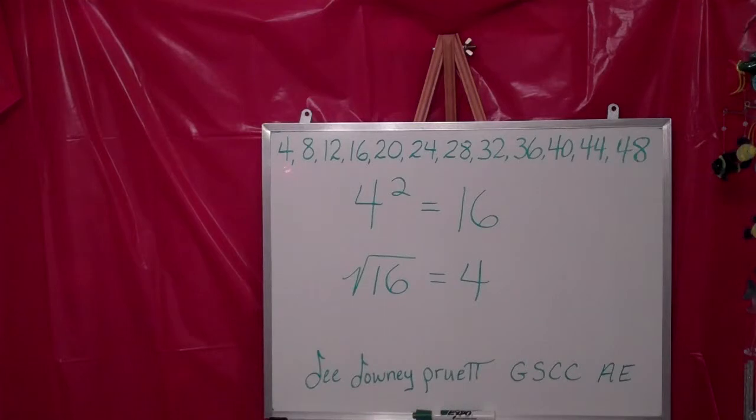Reviewing, multiples of 4: 4, 8, 12, 16, 20, 24, 28, 32, 36, 40, 44, 48. And if we have 4 to the second power, 16, this base 4 is used as a factor 2 times. 4 times 4 is equal to 16. What's the square root of 16? What number times itself is equal to 16? The square root of 16 is 4.